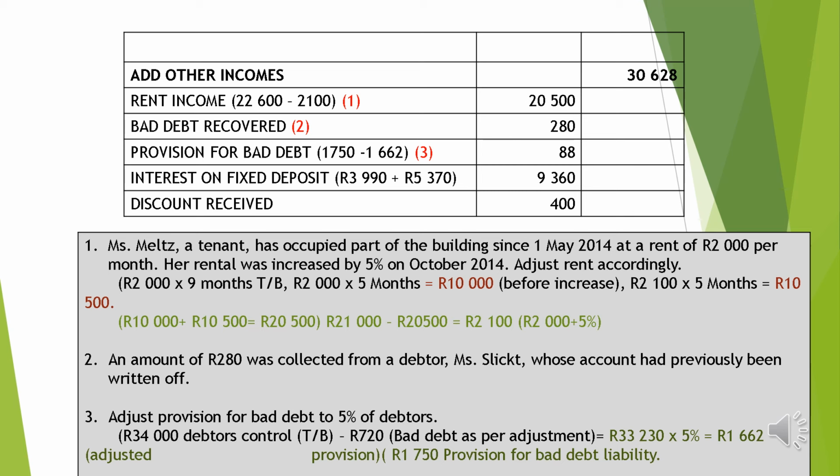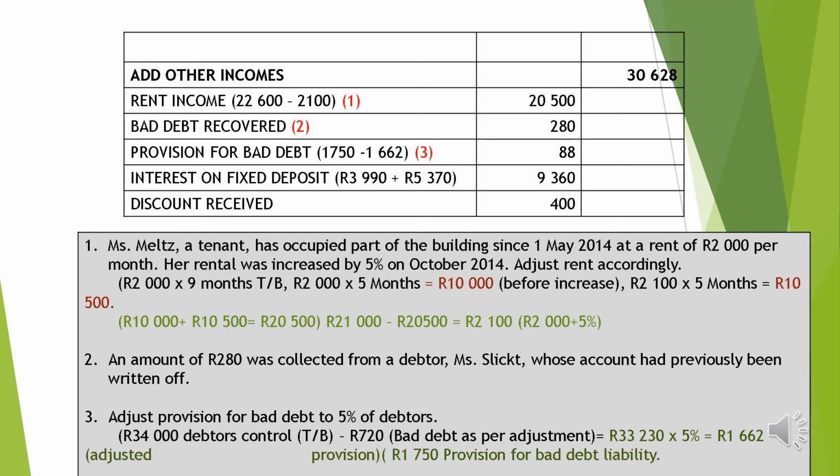You say 2,000 plus 5%, or times 5%, then you get an increase of 100 rand. So it's 2,000 plus 100 rand, the increase of 5%. Then you get 2,100 times 5 months, you get 10,500. So here you'd say 10,000 rands plus 10,500 rands, you get what? 20,500. The amount that we get if we include the first months before increase and months after an increase.